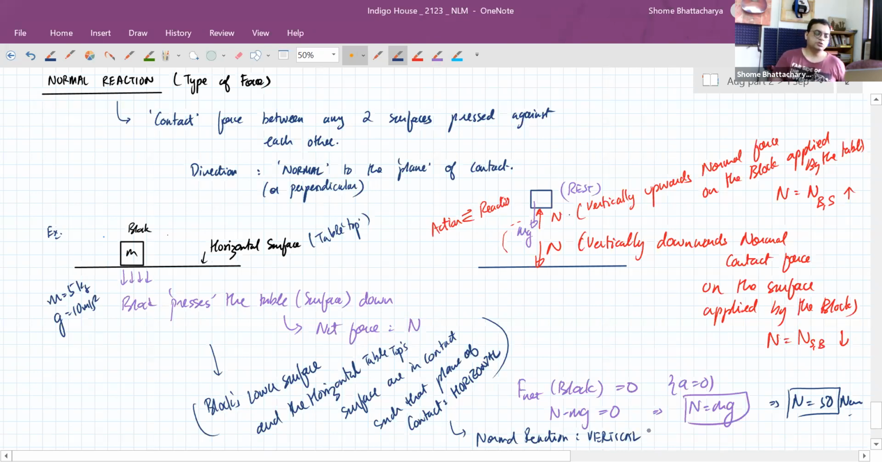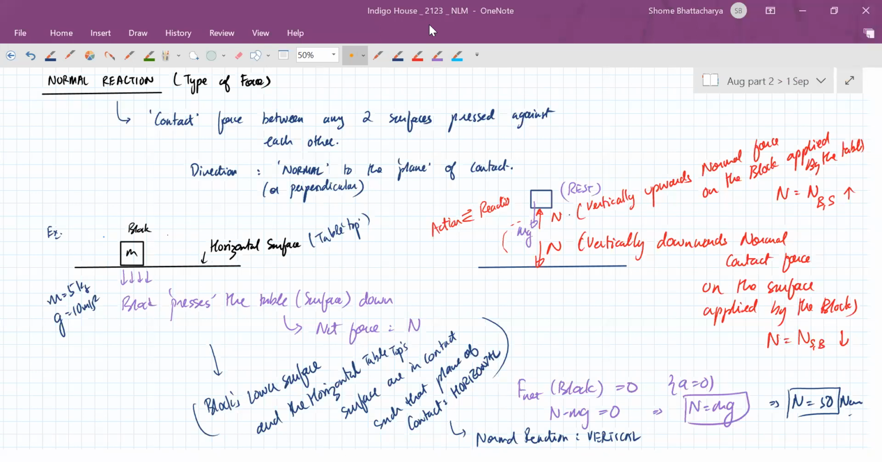Okay. So always remember, normal reaction is a contact force that acts in the direction which is perpendicular, along an axis which is perpendicular to the plane of contact, and it always acts in a pair. Okay. On a single body, of course, there will be only one normal reaction, but whatever normal reaction that body is experiencing, that body will apply an equal and opposite reaction on the other surface it is in contact with.